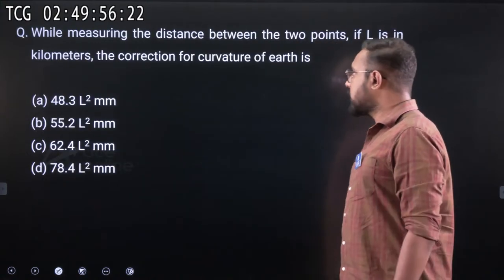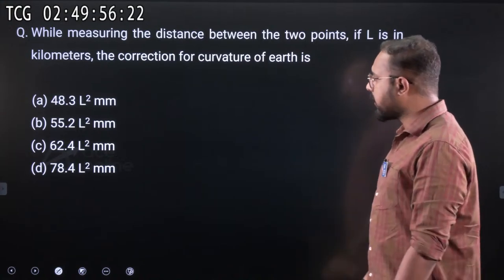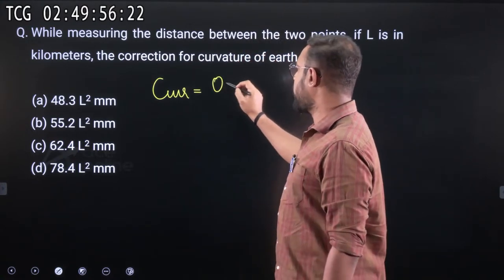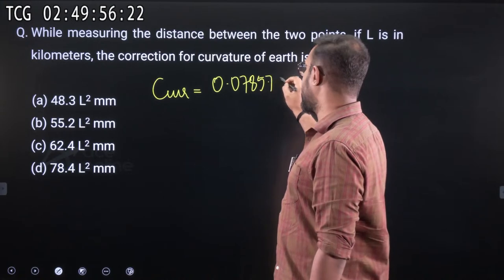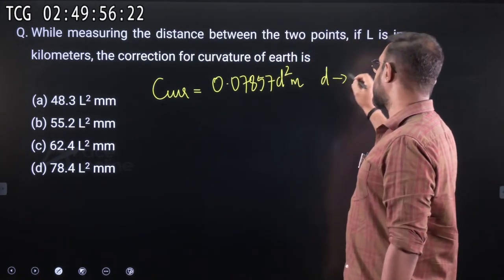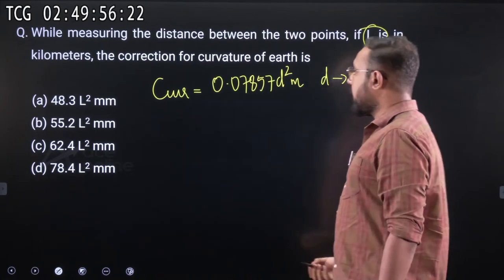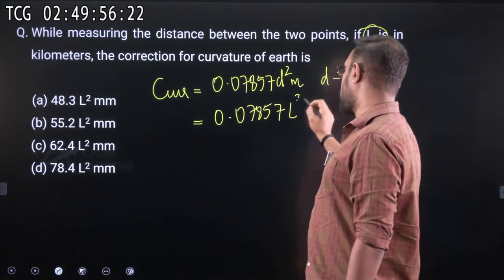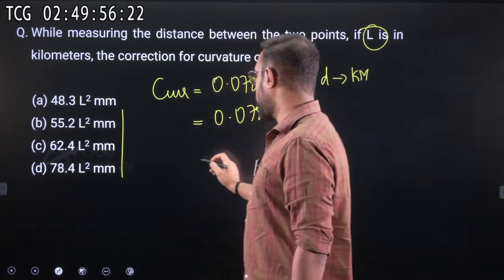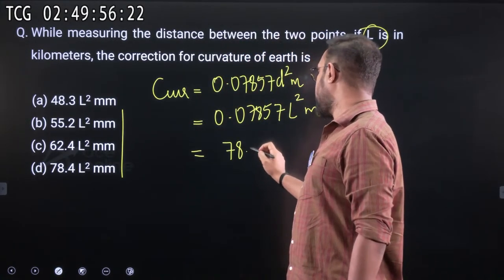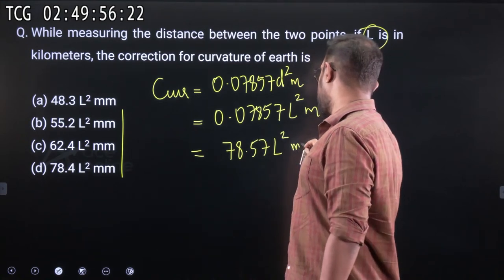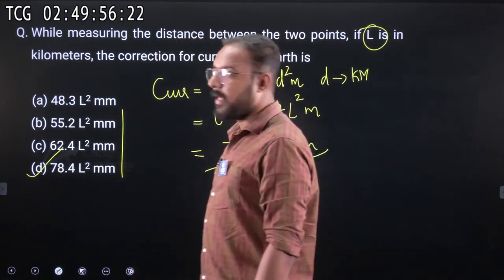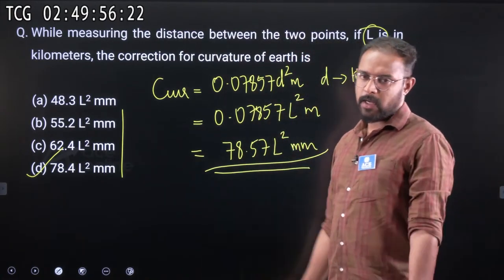While measuring the distance between two points, if L is the length in kilometer, the correction for curvature is dash. So what is the equation for correction for curvature? 0.07857 d square meter, provided d is substituted in kilometer. Here d is not given, but L is given. So I can write 0.07857 L square meter. They want the answer in mm unit, so multiply this with 1000, I'll get 78.57 L square millimeter. So this is the value I'm getting. So 78.57, that option is answer D. Here they are asking you in mm, so you just multiply that with 1000.